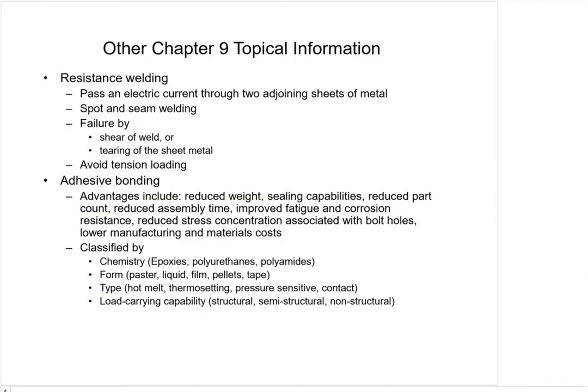Other topical information. This is kind of neat. Definitely look in the book. They've got some neat pictures, I believe, in these ones. But resistance welding, this is really common. This is a really good, cheap way of slapping a couple things together. The important thing to note is the two failure methods here: usually either the weld shears or the material tears. And you definitely want to avoid tensile loading on these little resistance welds.